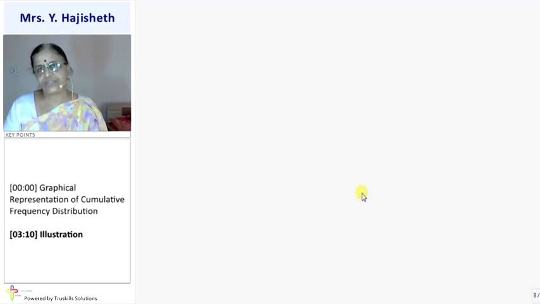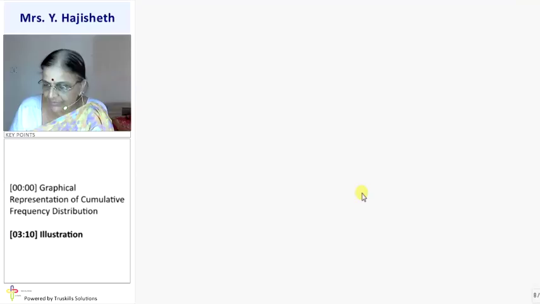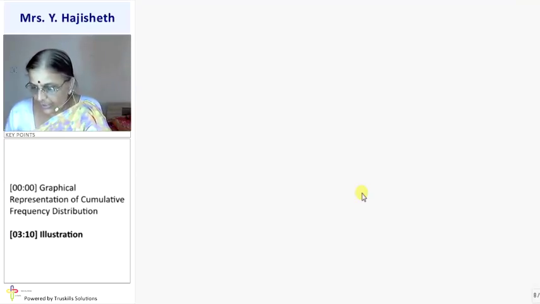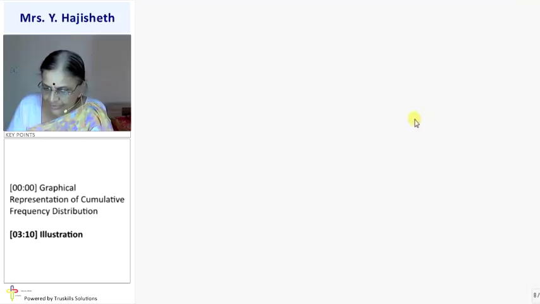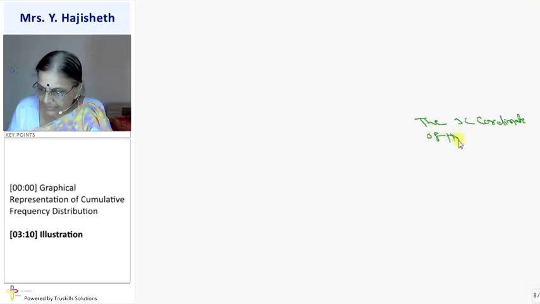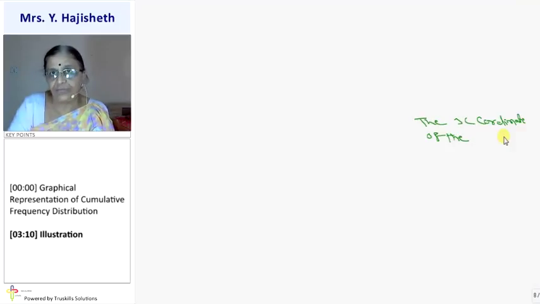Now, let us draw the graph of ogive. तो जैसे हमने बोल दिया, अगर आपको less than type का ogive draw करना है, तो you take the x coordinate of the... नहीं. Then you take, if you want to find out the, rub कर देती हूँ.